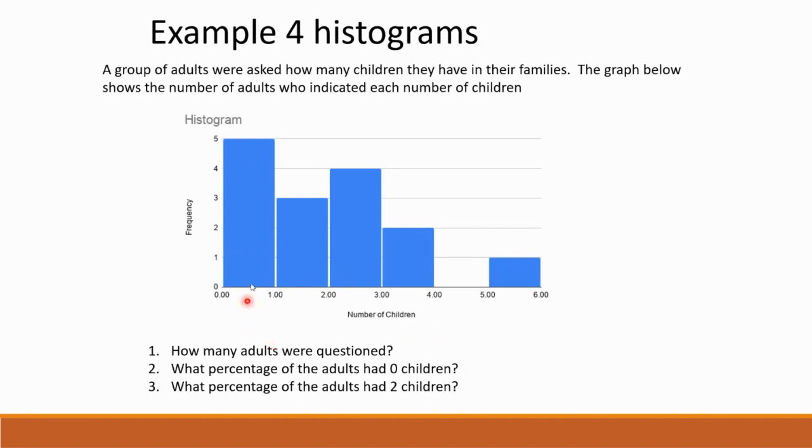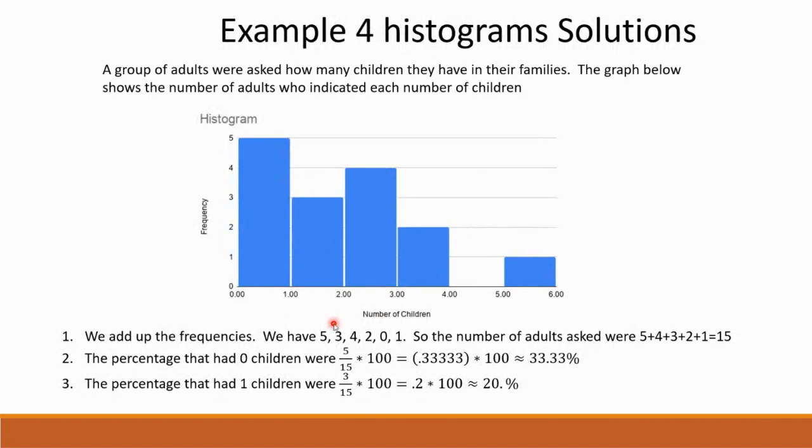And if you did that, you would get 5, 3, 4, 2, and 1. And I think that adds up to 20. No, excuse me, 15. That's what it adds up to. Okay. Again, you just add up the frequencies. So we know how many there are. Now we can answer the next 2 questions. Let me just stay on this slide, I guess.